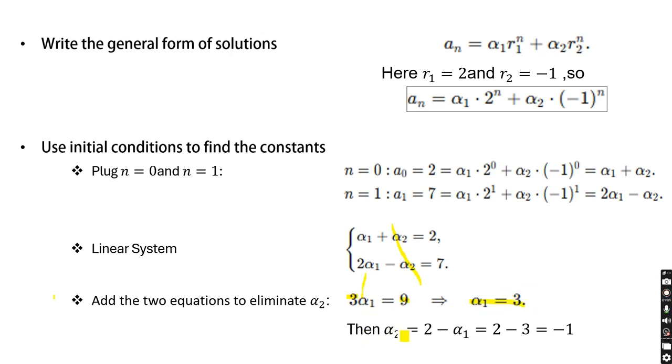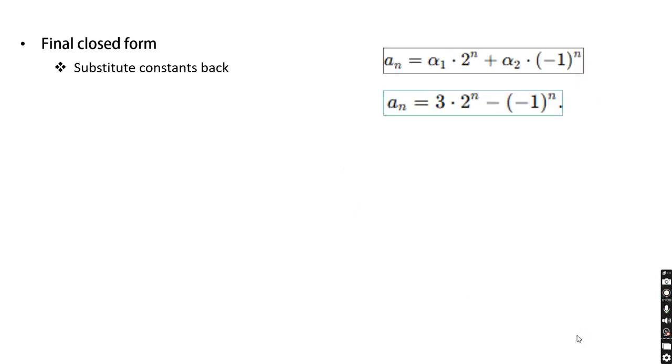And then for a2, we will find the value of a2. So a2 is equals to 2, which is our a0, minus the value of a1. We see that the value of our a1 is equals to 3. So 2 minus 3 is equals to negative 1. So therefore, our a1 is equals to 3, and our a2 is equals to negative 1.